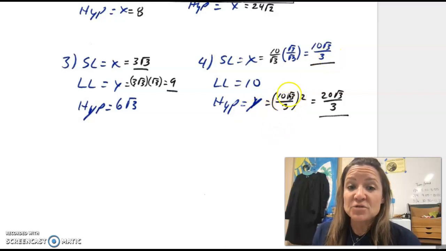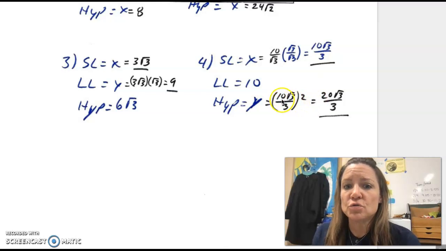For the hypotenuse, you want to double it. So 2 times 10 square roots of 3 is 20 square roots of 3, and then 3 times 1 is just 3.